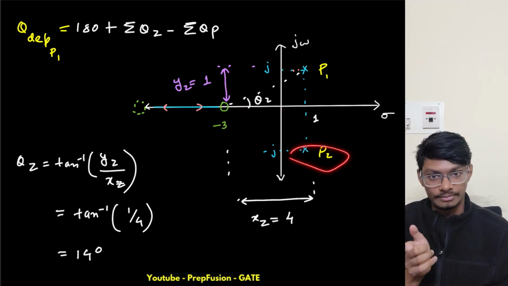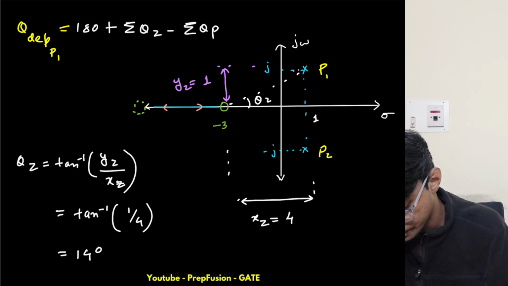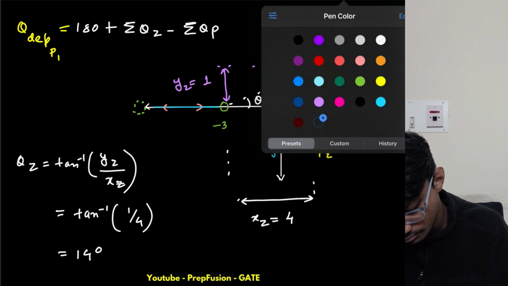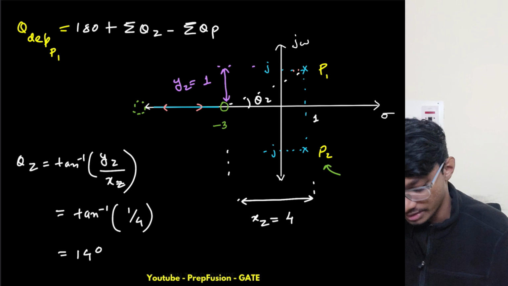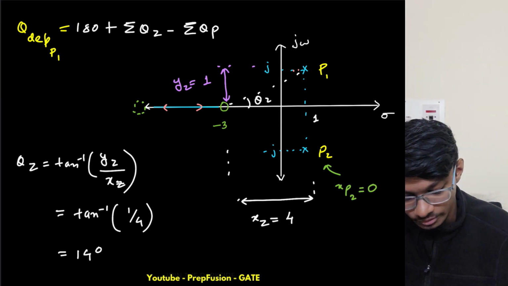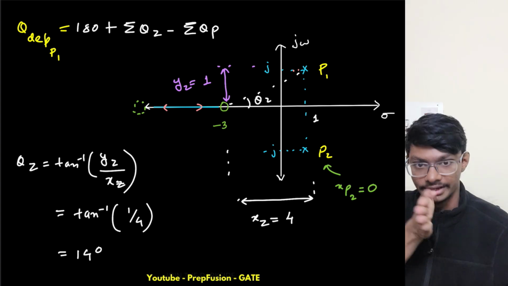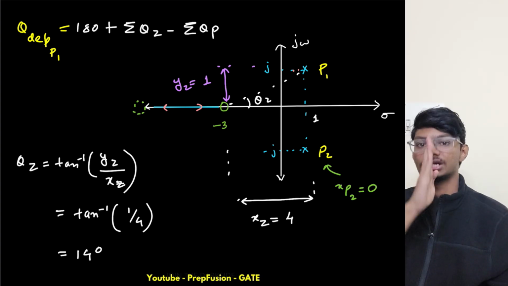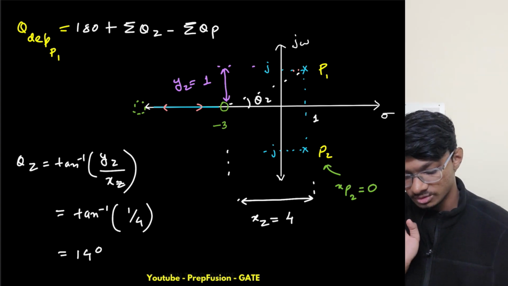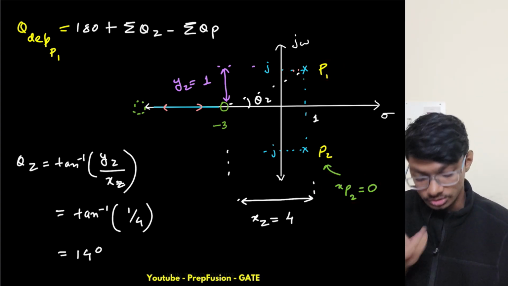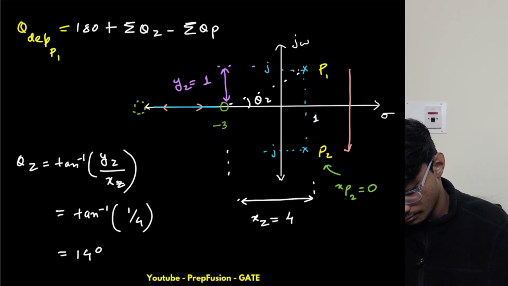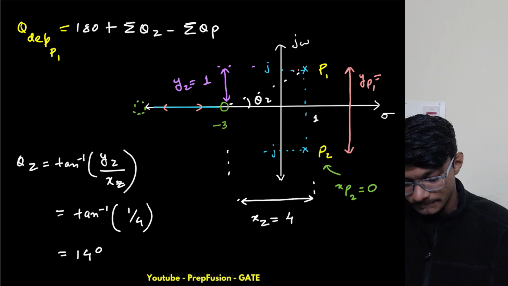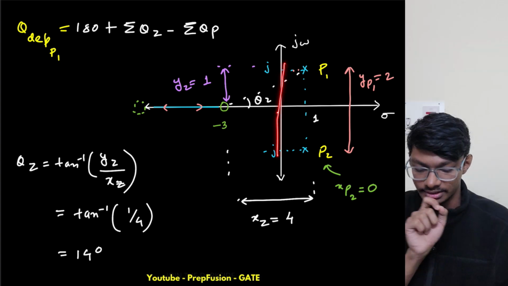But here, for this P2, what is happening? What is my x P2, the x distance with respect to my P1? X P2 is 0 itself, because I don't have to move ahead or behind. It's simply directly above me. So xp2 is 0. And what is the yp1? Yp1 is simply 2, because I'm moving 1 unit and then again 1 unit.